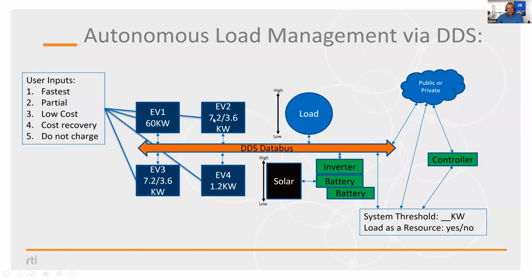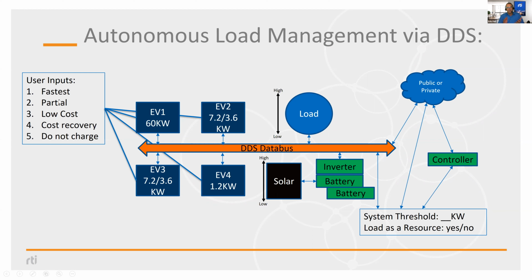We have a building load, which is variable but not controllable. Think of your house: you've got variable load, but it's not necessarily controllable. We have one instance of a solar panel array, and we have some batteries for storage and an inverter. And then we have the ability to go in and collect user inputs.